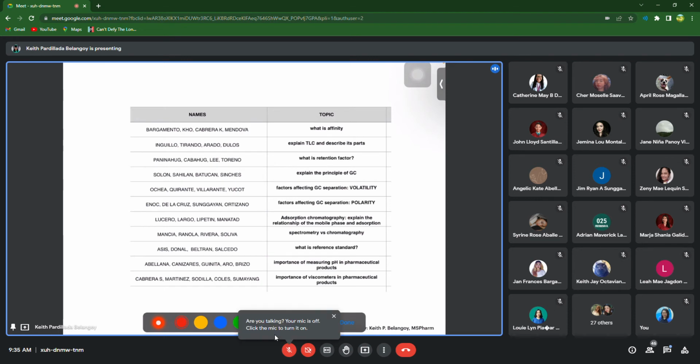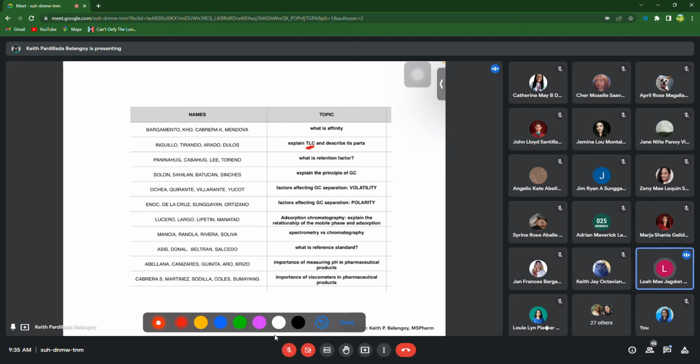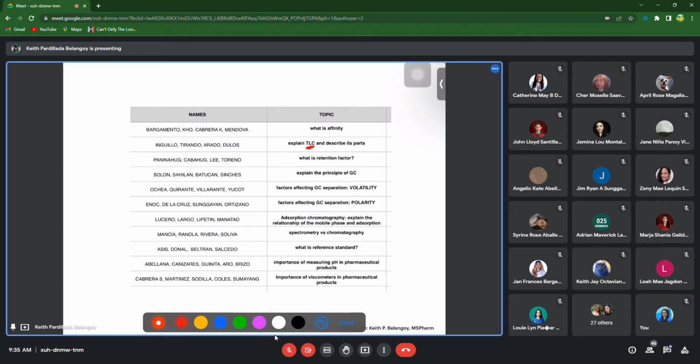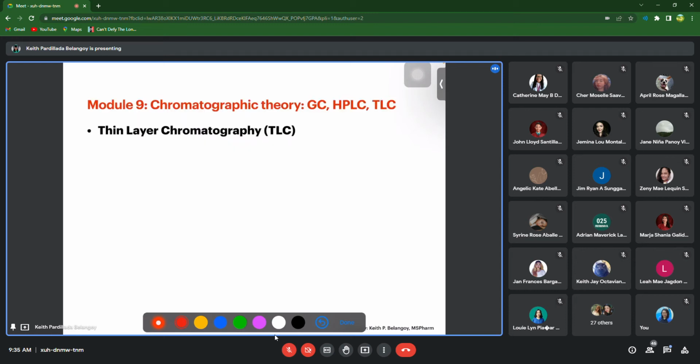Next is, we explain now the TLCs. Hindi na siya, saan loving, Tender loving care, miss. Tender loving care, okay. Sige, so, and we also have to describe its parts, okay. Okay, Tirando, can you tell us about our TLC, thin layer chromatography?